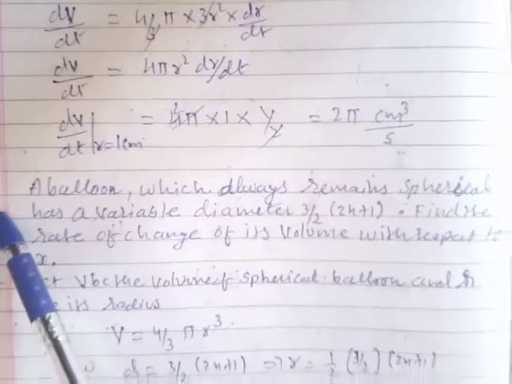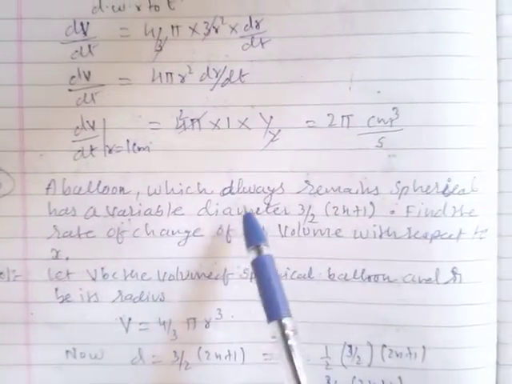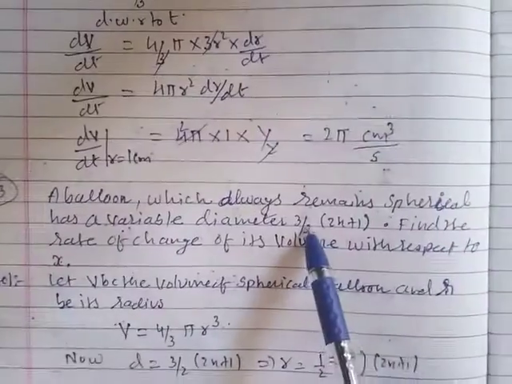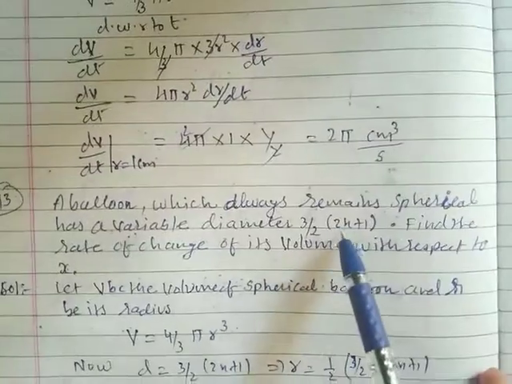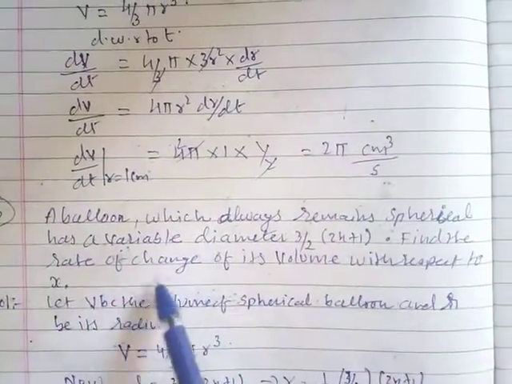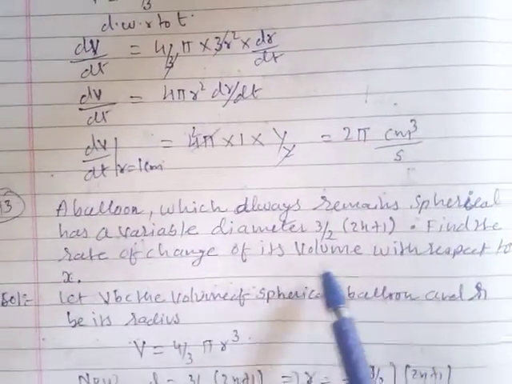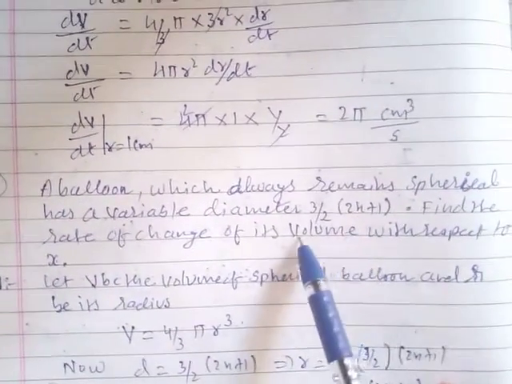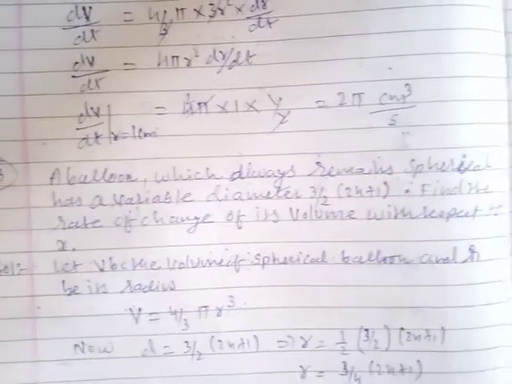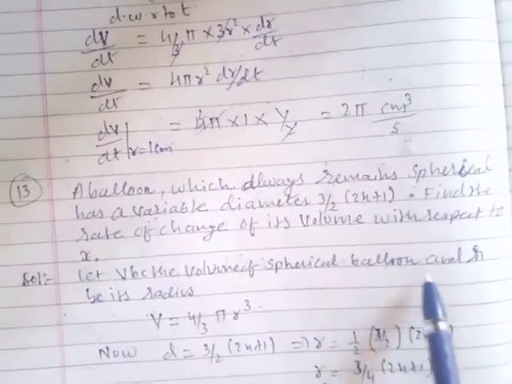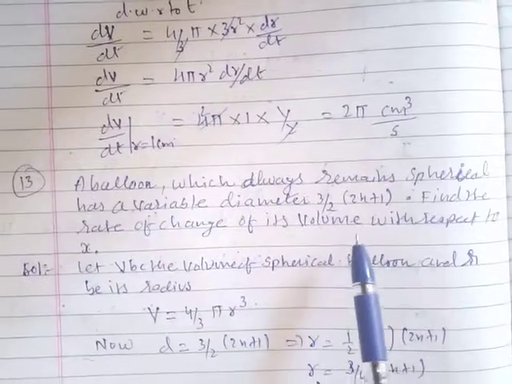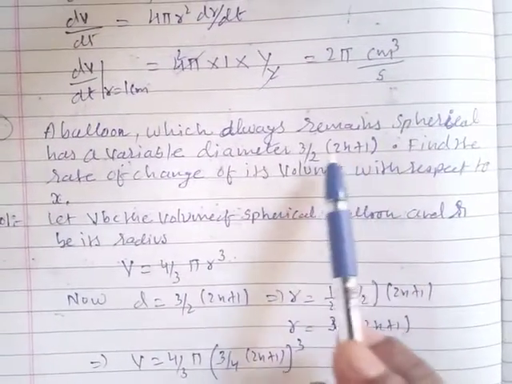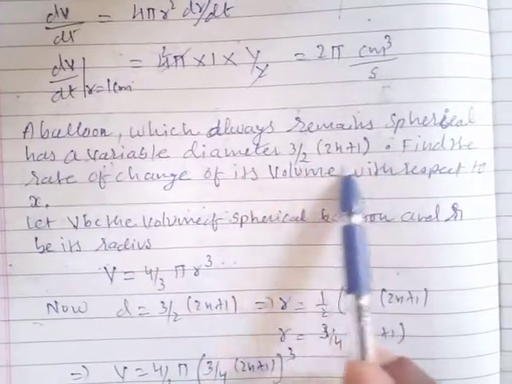Question number 13. A balloon which always remains spherical has a variable diameter 3 by 2 into (2x plus 1). Find the rate of change of its volume with respect to x. With respect to x, we have to find dv by dx. That is simple. So V is the volume of the spherical balloon and r is the radius. We have to substitute the radius in place of the diameter.